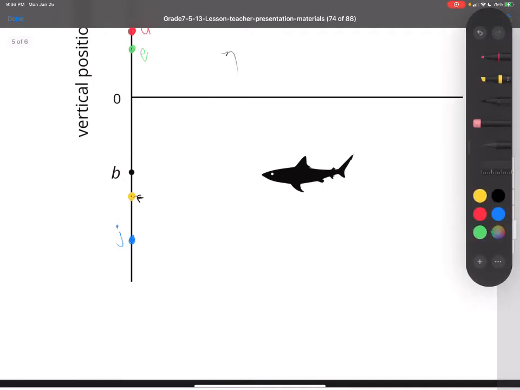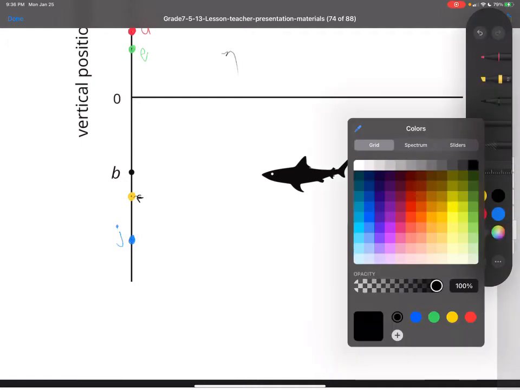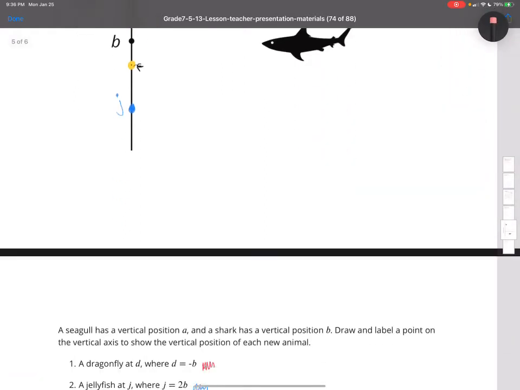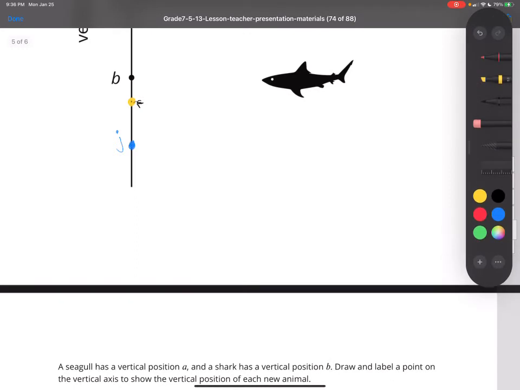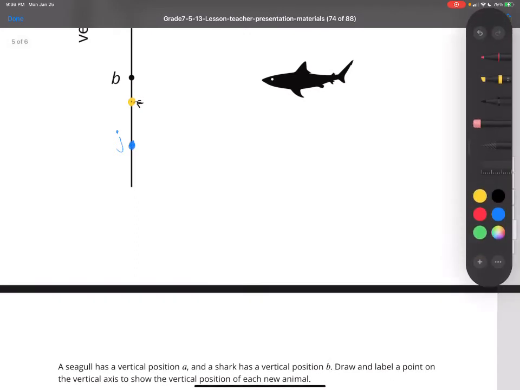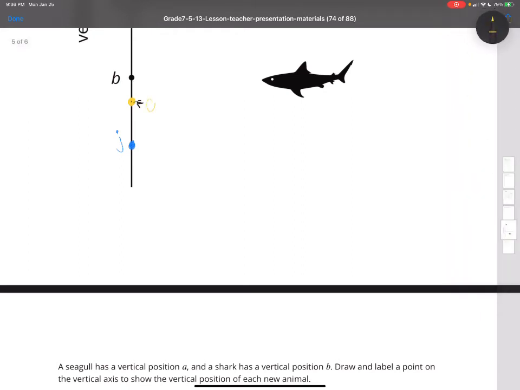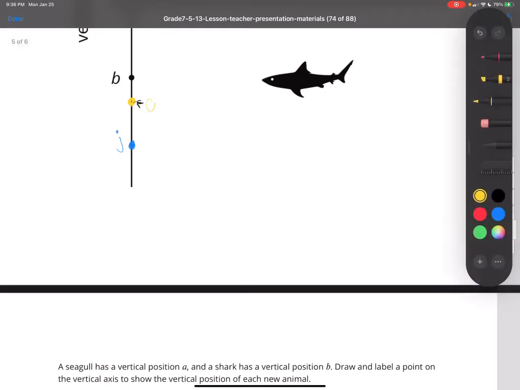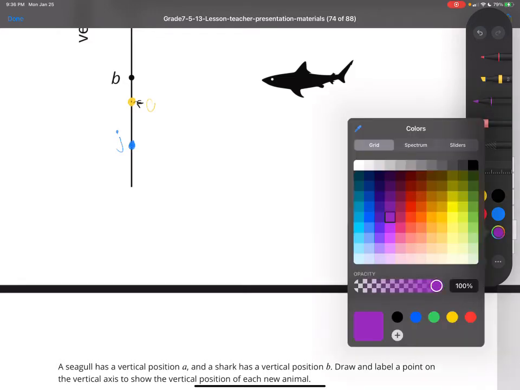Now let's pick a new color, which I'll pick purple. For the next one, I forgot to label C. Write this down: C. And then for the next one, purple.